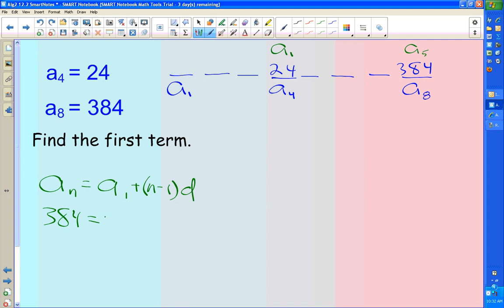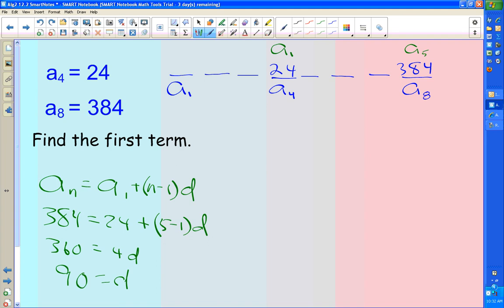The first term is 24. The number of terms is, excuse me, what's the number of terms? 5. But we don't know the common difference. So we are going to figure out what that common difference is. We're going to subtract 24 and get 360. It's going to equal 4D, and D is going to equal 90.